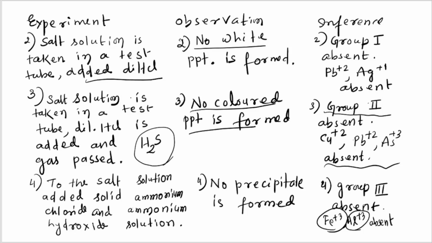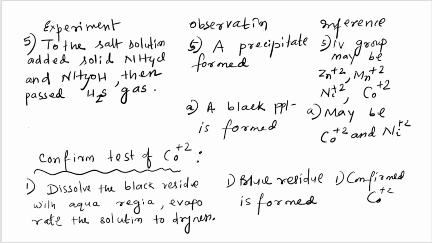So take this salt solution and add solid ammonium chloride and ammonium hydroxide. That is called a saturated solution, and no precipitate is formed. Here you observe no precipitate is formed, which means group 3 is absent. Then you will proceed to group 4. For group 4, to the salt solution add solid ammonium chloride and ammonium hydroxide, and then what to do? Hydrogen sulfide gas is passed. That is very important. For the fourth group, you have to pass H2S gas.